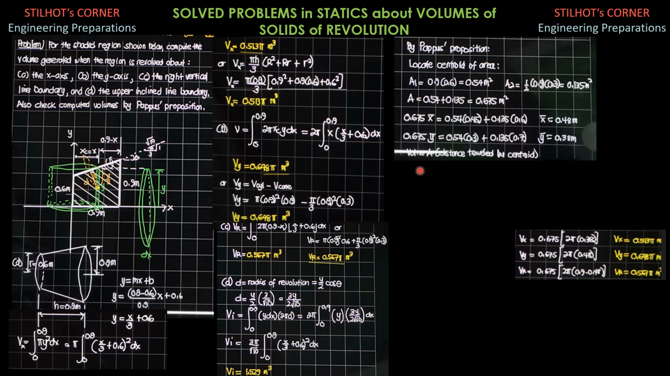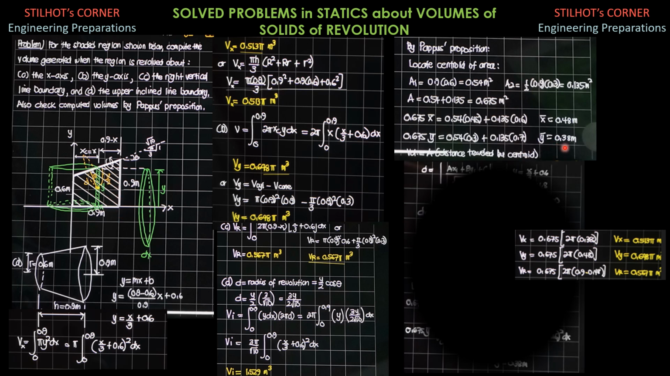So by principle, volume by Pappus proposition is area times distance traveled by the centroid. Then for part A, volume about the x-axis, the area is already 0.675, and the distance of the centroid of this trapezoid from the x-axis is barred y, which is 0.38.